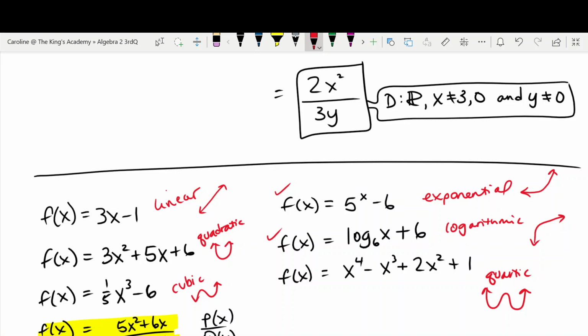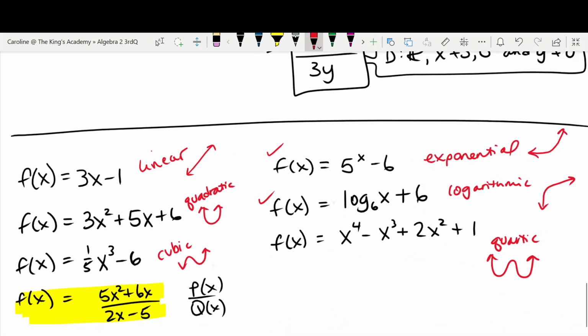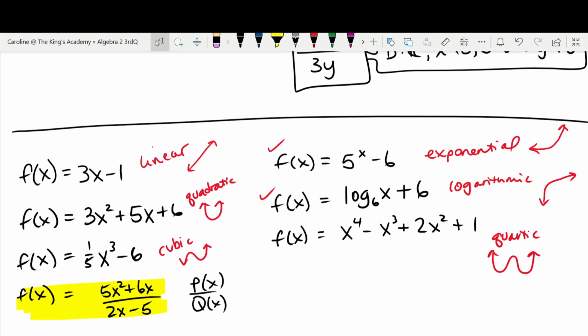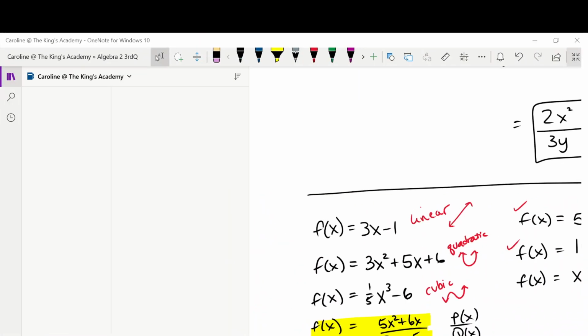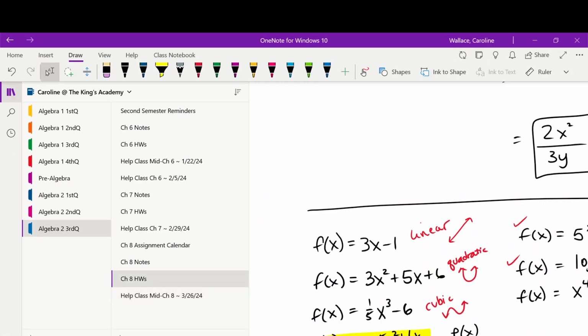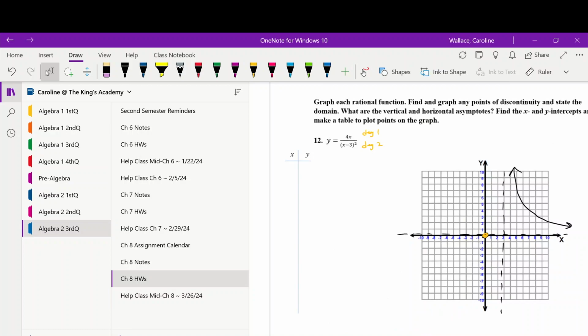This highlighted bit is what we're doing in chapter 8. You need to know that for your test, by the way. A rational function has an x in the denominator. It's defined as p of x over q of x where they're polynomials. Anything else from this maybe?